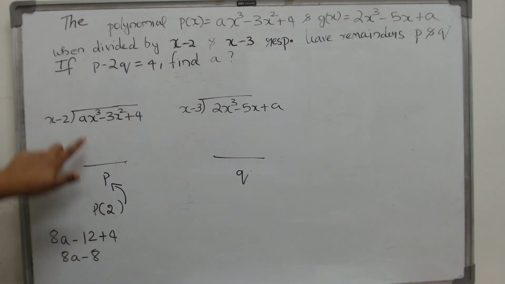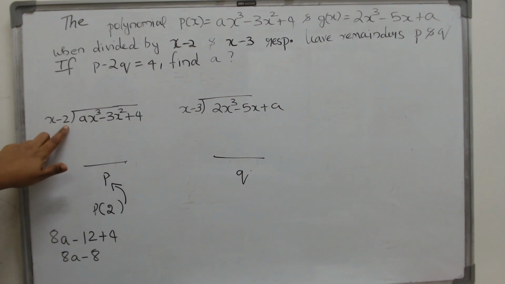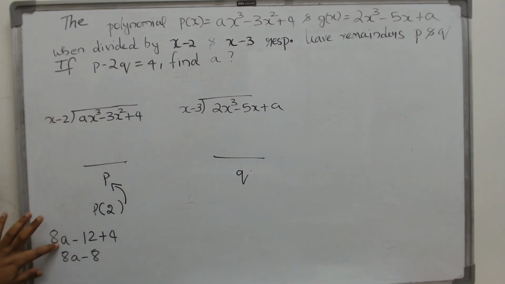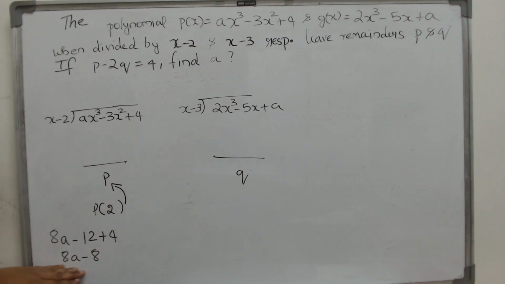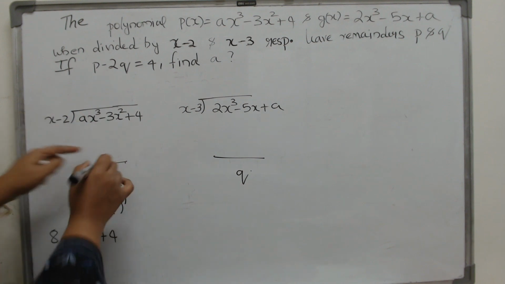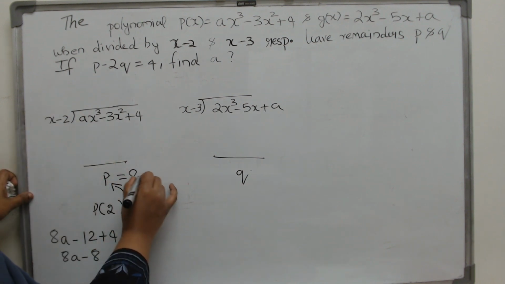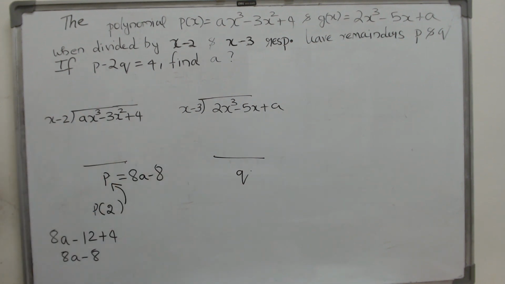Here, wherever the x was, I have put a 2. So this becomes 8a, this becomes minus 12 and plus 4. The whole thing becomes 8a minus 8. But then what is given? It is given that your remainder is p. So this becomes your remainder.